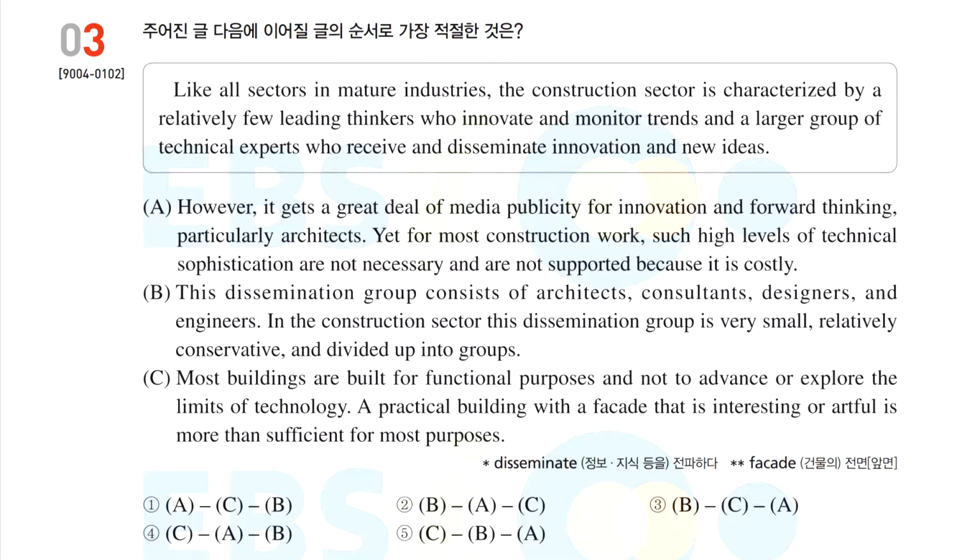Yet for most construction work, such high levels of technical sophistication are not necessary and are not supported because it is costly. Most buildings are built for functional purposes and not to advance or explore the limits of technology. A practical building with a facade that is interesting or artful is more than sufficient for most purposes.